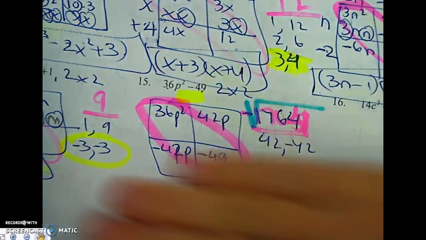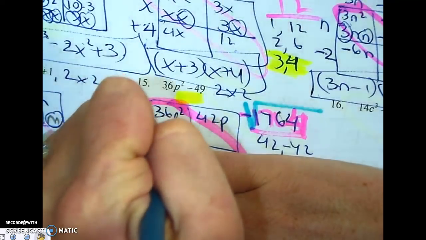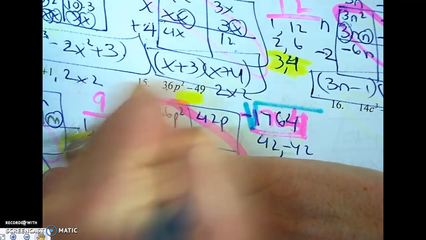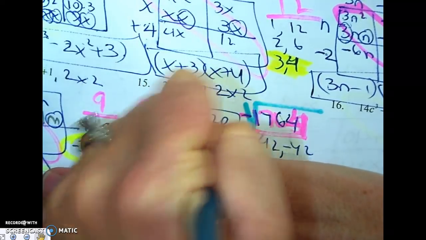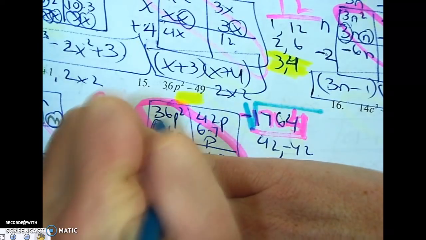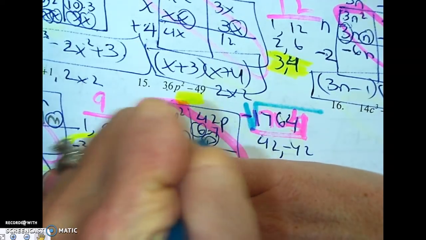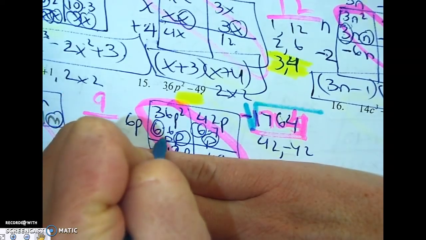Cover it up. 36 and 42 is a little bit more difficult. 6, 6, P, P, 6, 7, P. They both have a 6. They both have a P. Whoosh it over. I'm left with a 6P.